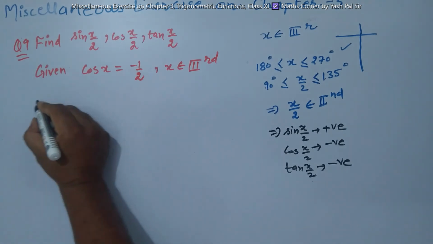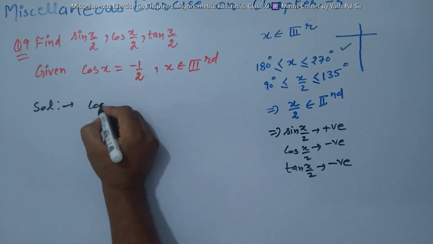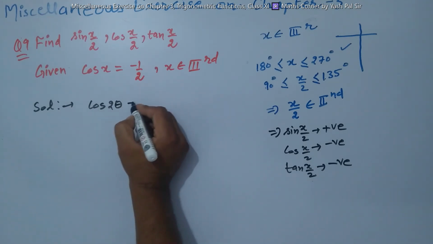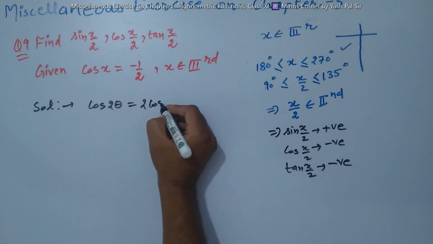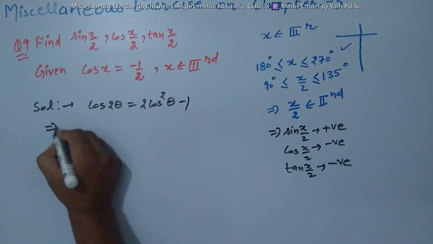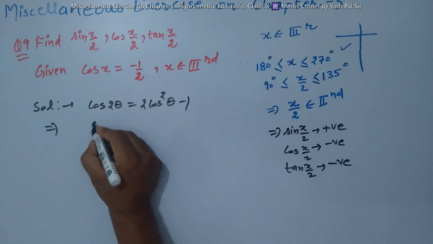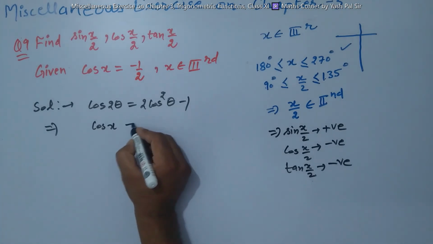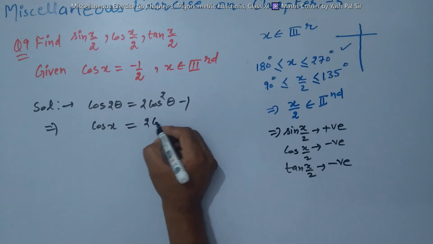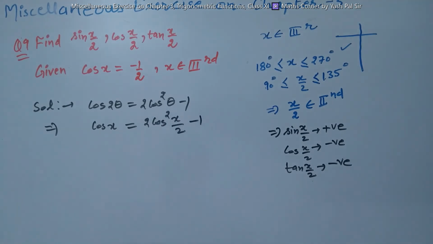First of all, cos 2 theta is known to us, which is equal to 2 cos square theta minus 1. So accordingly, we put 2 theta equal to x. So this becomes cos of x equals 2 cos square of x by 2 minus 1.